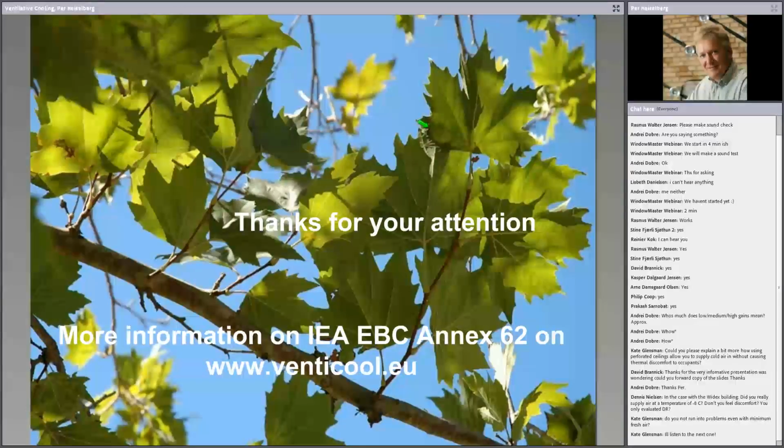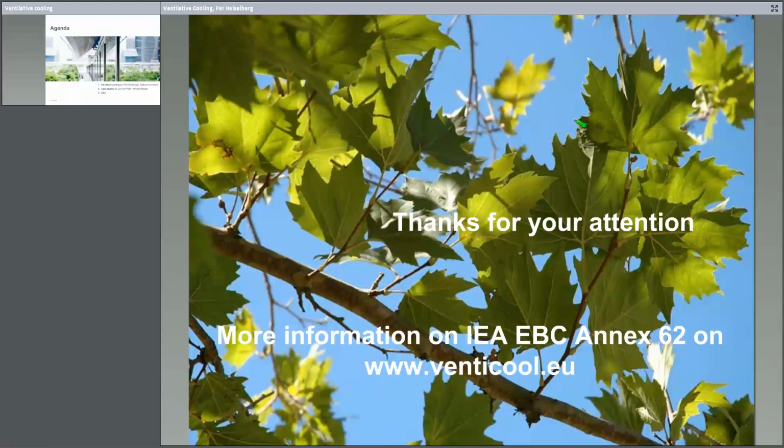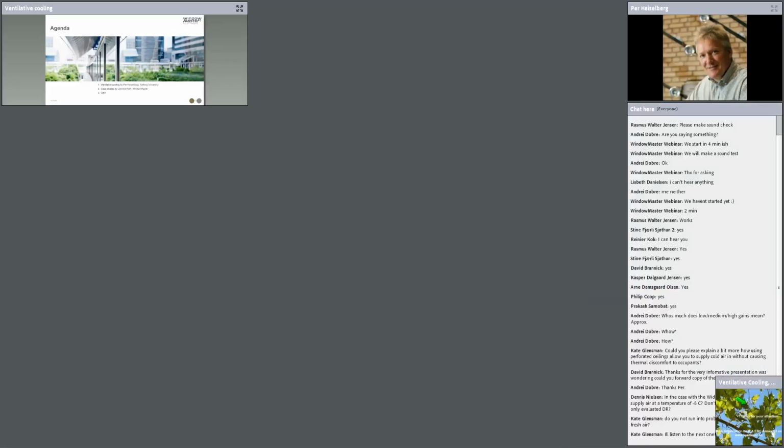Okay, but I think, thank you, Per, for this nice overview, and then I will take over and show you some more examples on how we can use ventilative cooling in buildings.